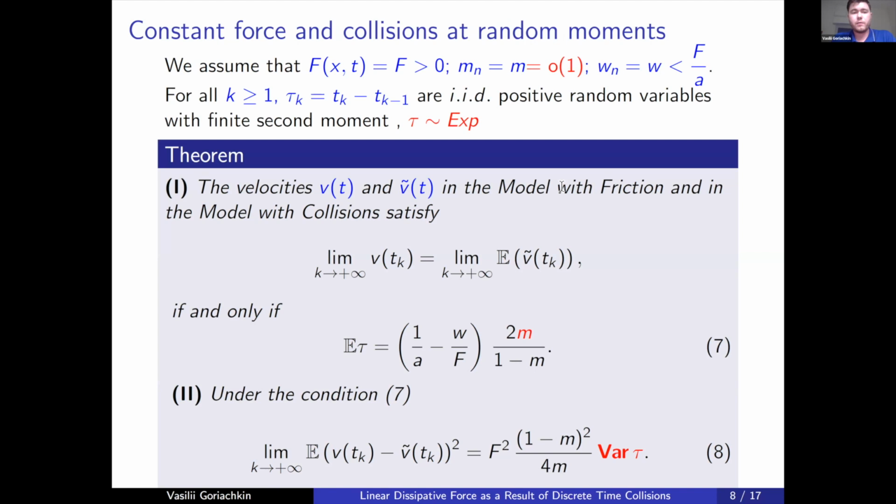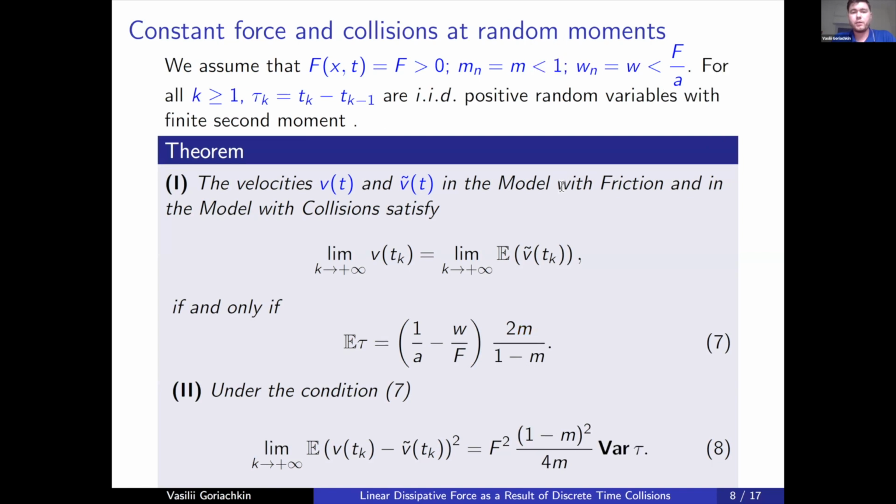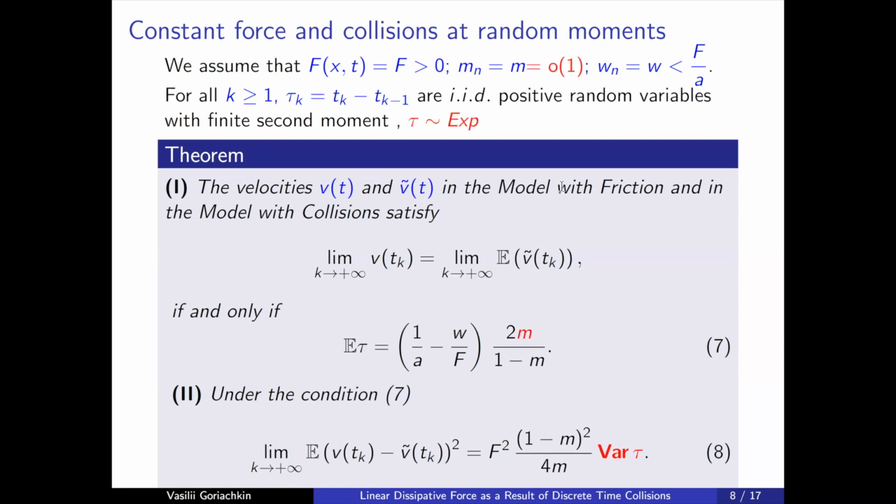In the original theorem, we consider any distribution with finite second moment, but this is just an example. If we take, for example, an exponential distribution, then in this case the variance will be of order m squared.